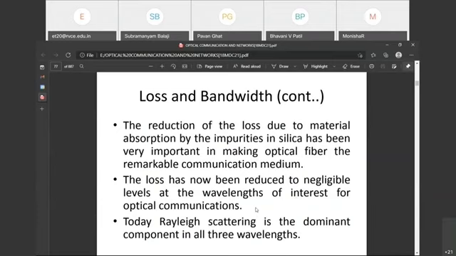So this is actually the evolution of optical fiber. We will come across this. When we made the communication medium in silica, even in the first generation itself, the communication actually improved. Then the loss has been reduced to negligible levels at the wavelengths of interest for optical communications, and Rayleigh scattering is a dominant component in all three wavelengths. So that is what we are having over here.